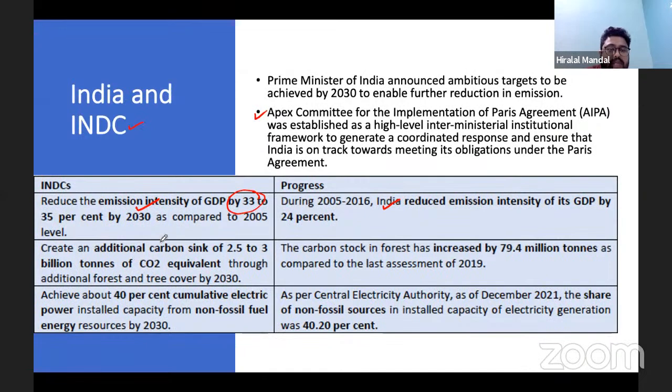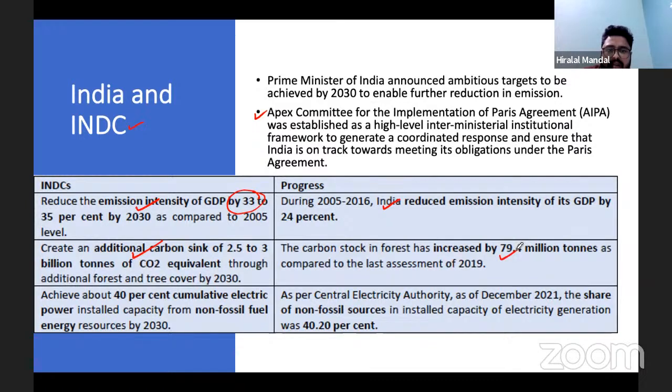India also aims to create an additional carbon sink of 2.5 to 3 billion tons of CO2 by increasing the forest and tree cover by the year 2030. We have seen India is already on the way. In fact, forest cover in the country has gone up, resulting in India achieving 79.4 million tons of carbon stock. So that is the progress.